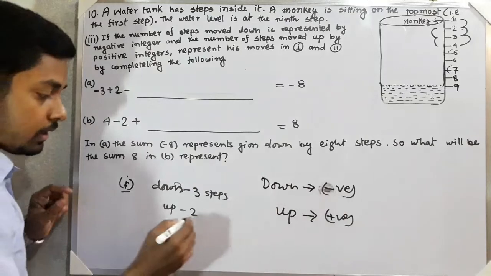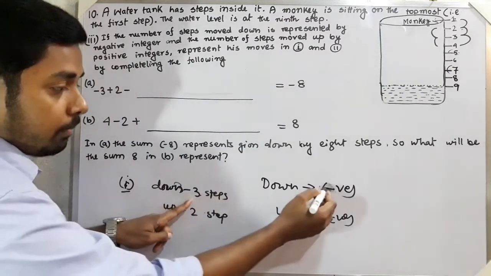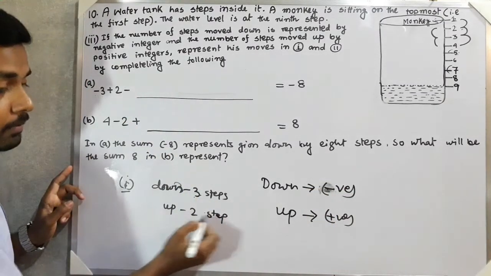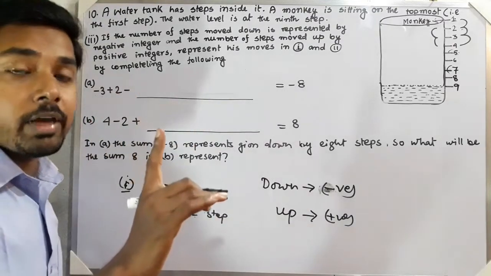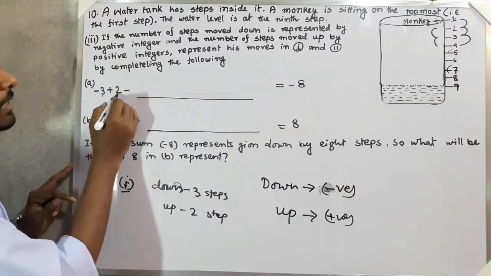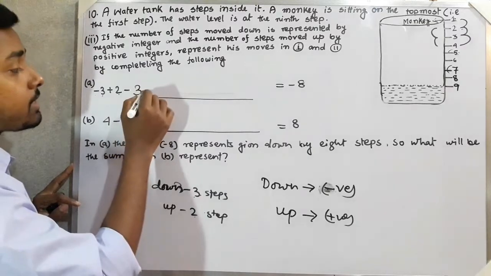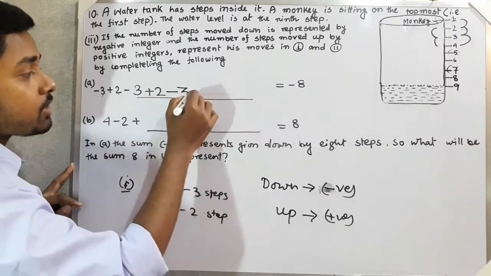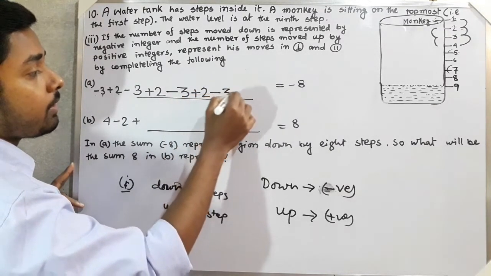Okay, that thing we have done. For the down, negative, so minus 3. For the up, positive, so plus 2. And how many steps have we done there? 11 steps. First step, minus 3, second step, plus 2, third step, minus 3, next step, plus 2, next step, minus 3, then plus 2, then minus 3, then plus 2.